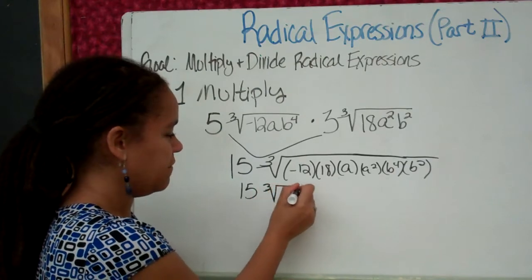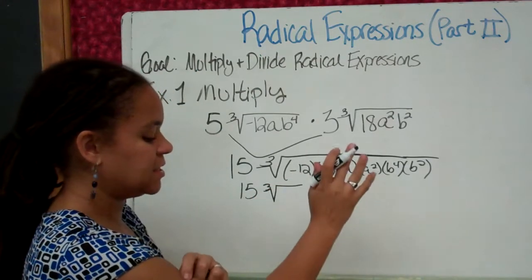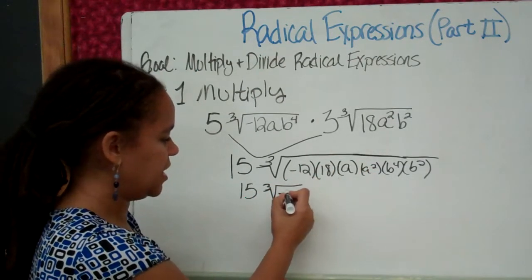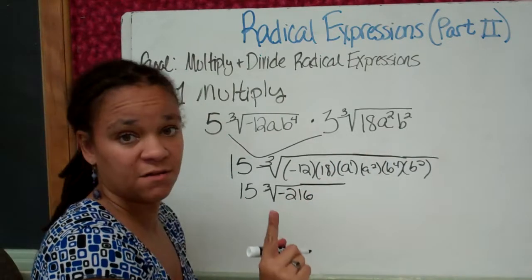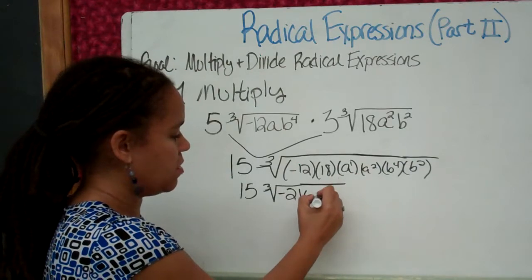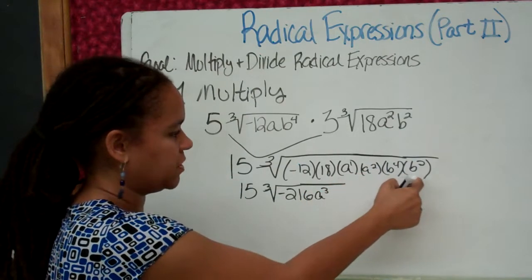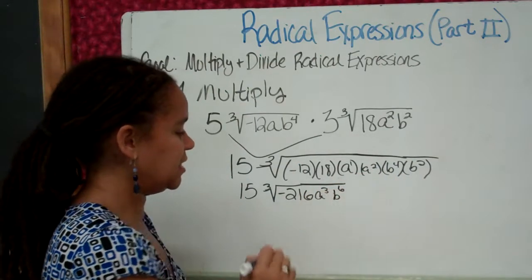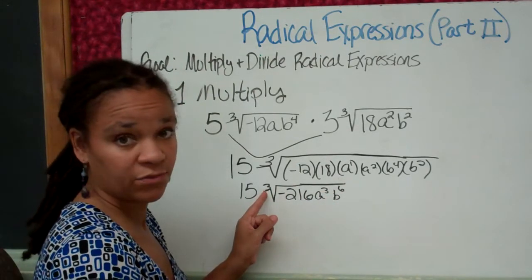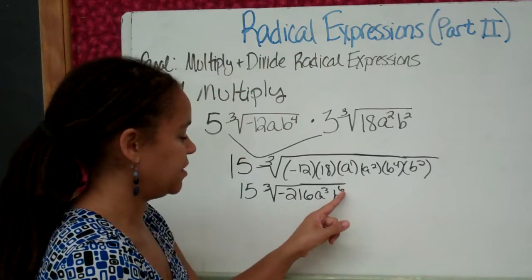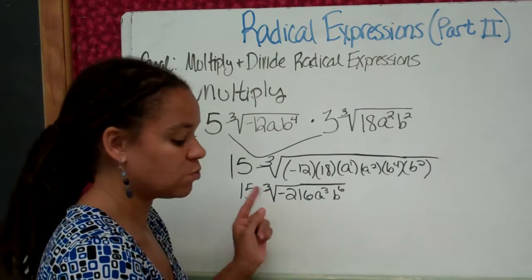Cube root of negative 12 times 18 is negative 216. A, remember that's like a to the 1st, so a times a squared is a cubed, b to the 4th times b squared is b to the 6th. And I'm happy with this being a cube because I want to divide it by that 3, and it's perfectly divisible. The 6 is perfectly divisible by that as well.